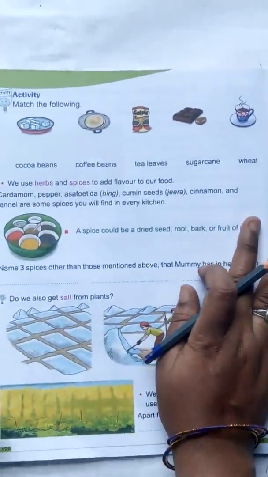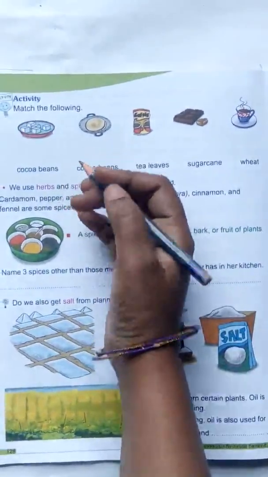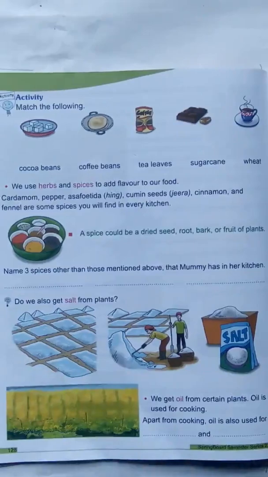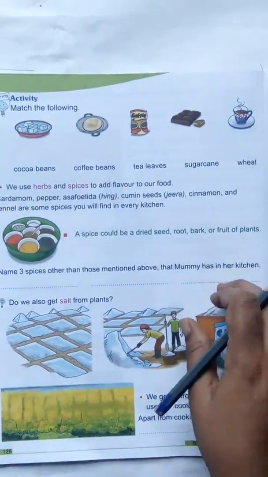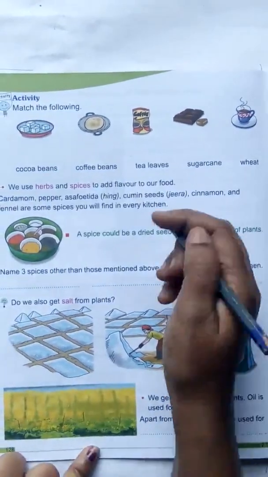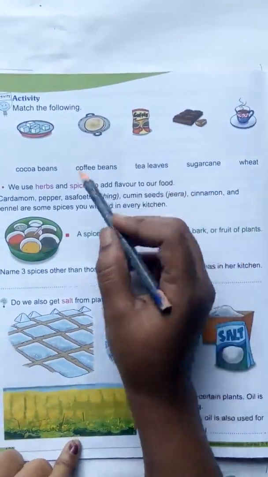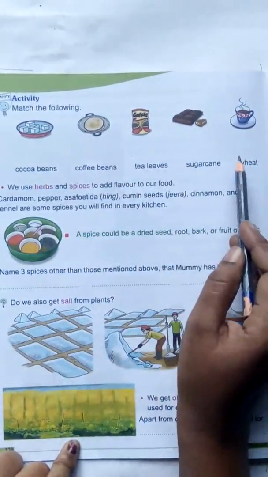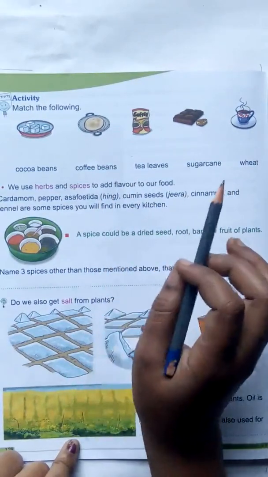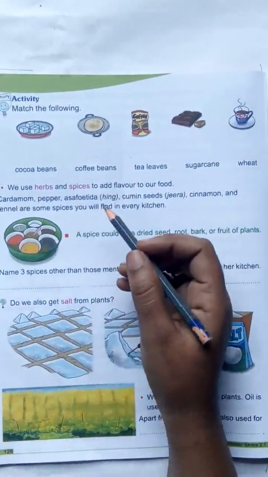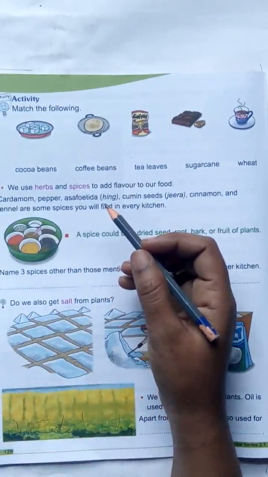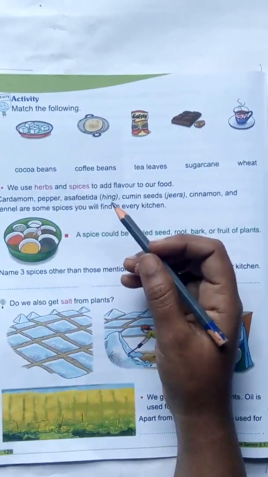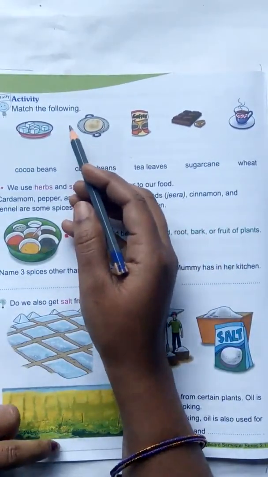See here children. One activity is there, page number 128. Open your book, page number 128. See here, they have given some pictures. These are pictures with their names. We will join the pictures with their names. Okay. You also copy it. Match the following.